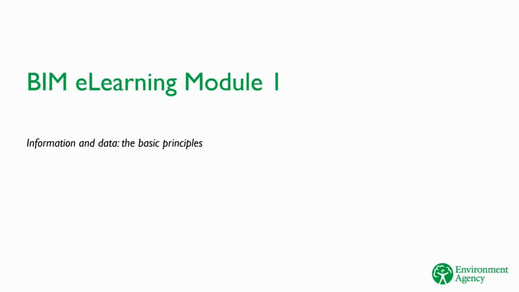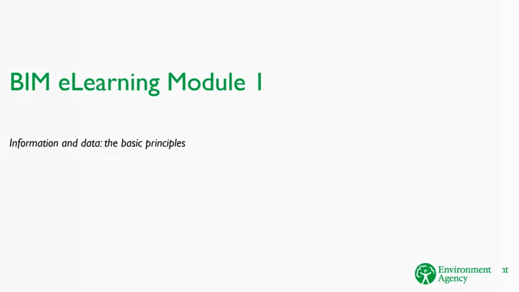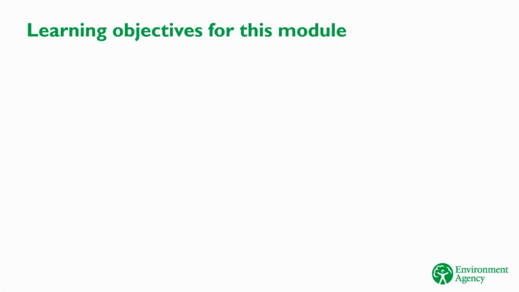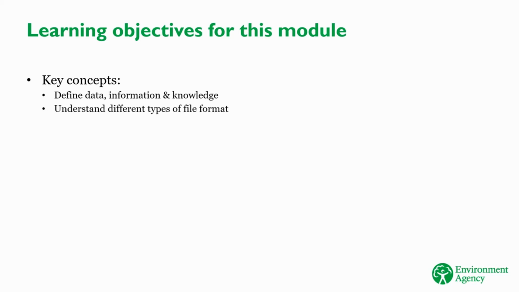Welcome to the first module of the Environment Agency's BIM e-learning. In this module, we will look at the basic principles of information and data, and introduce the principles and purpose of BIM. In this e-learning module, you will learn the key concepts you need to know about BIM. To start with, we'll look at some general concepts about information and data. You will learn the definition of data, information and knowledge, the difference between different types of file format and why it's important, about verification and validation and why they're beneficial.